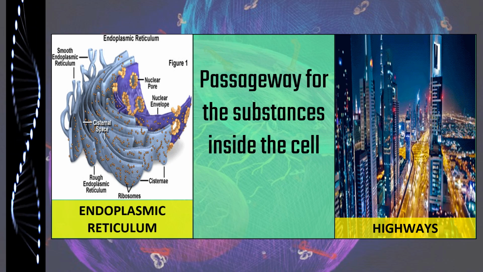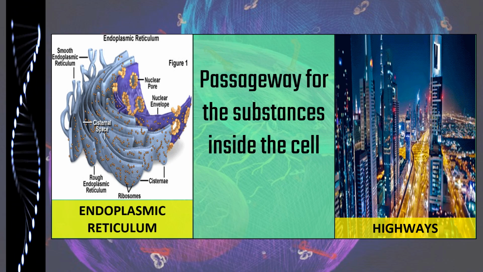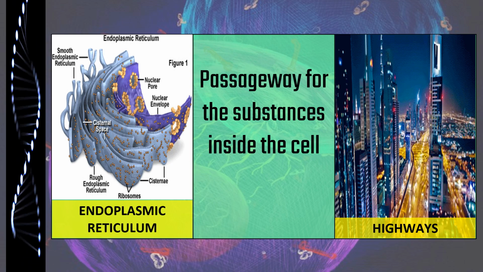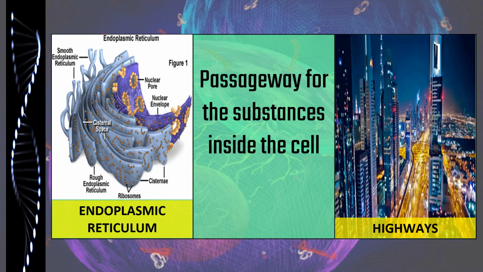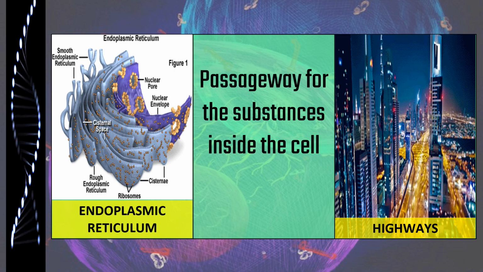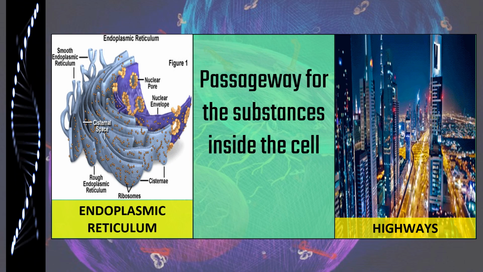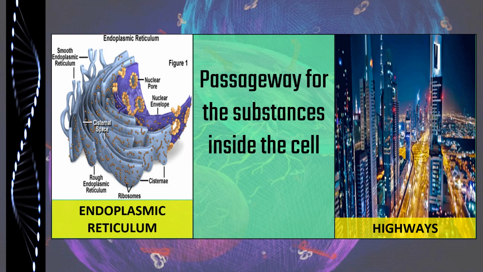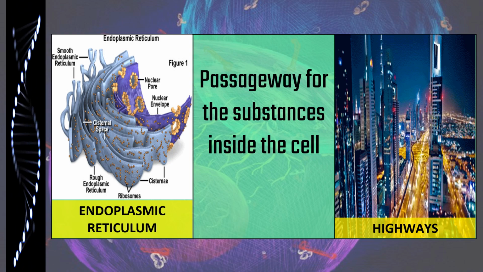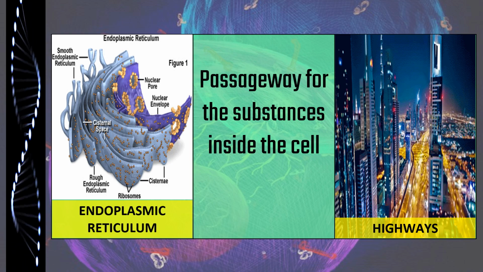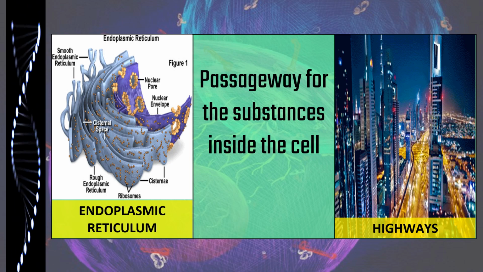While the other one is the smooth endoplasmic reticulum. It lacks ribosomes. It is involved in the synthesis of most of the lipids that make up the cell membrane and carbohydrates. Prokaryotes do not have endoplasmic reticulum, but eukaryotic cells have.